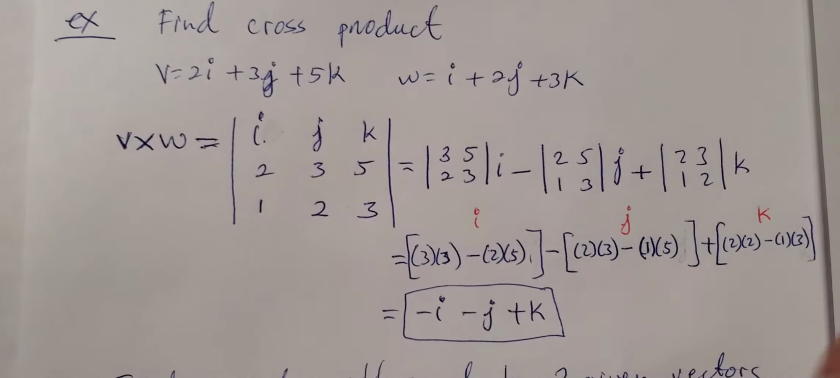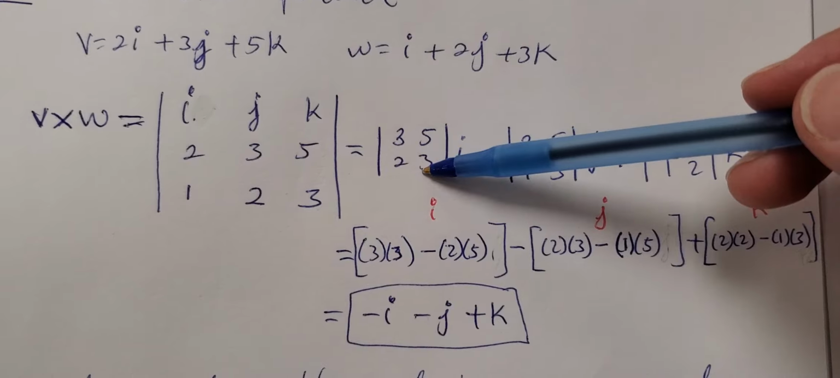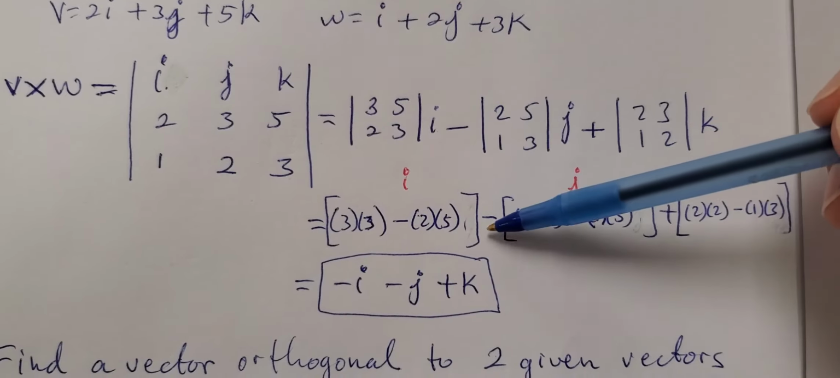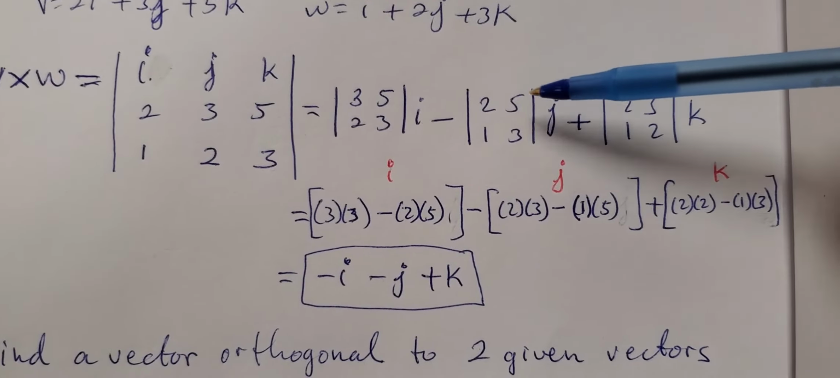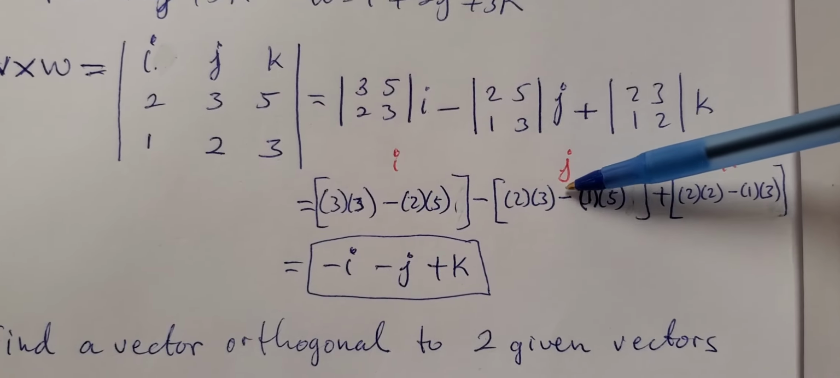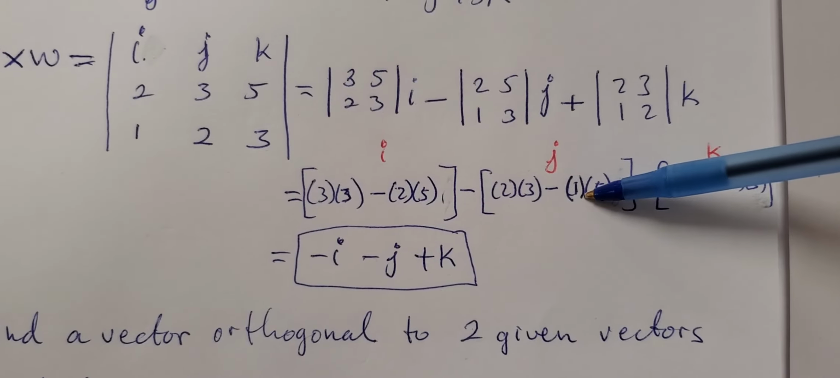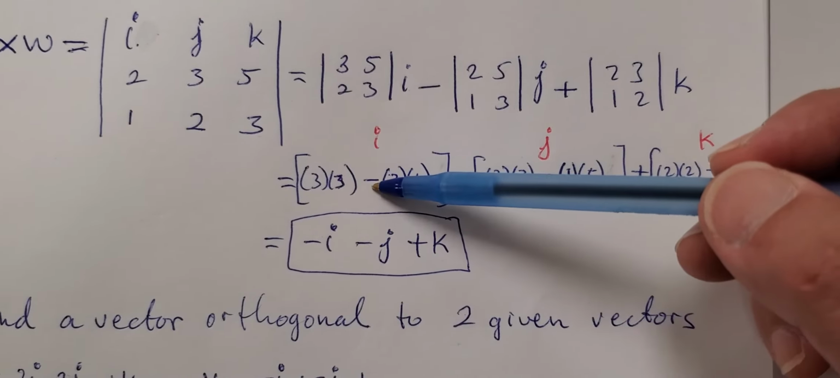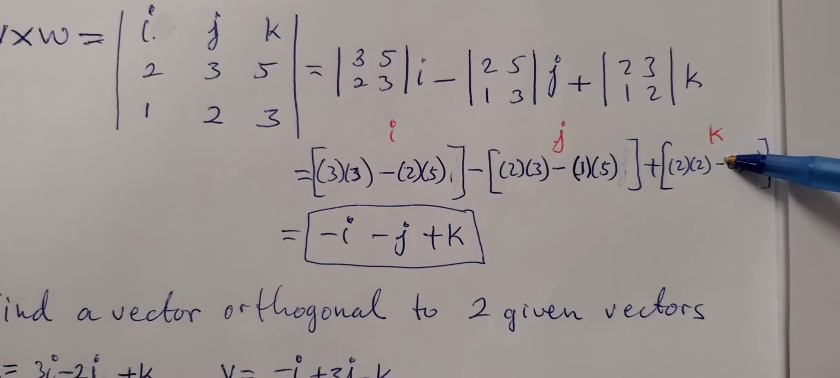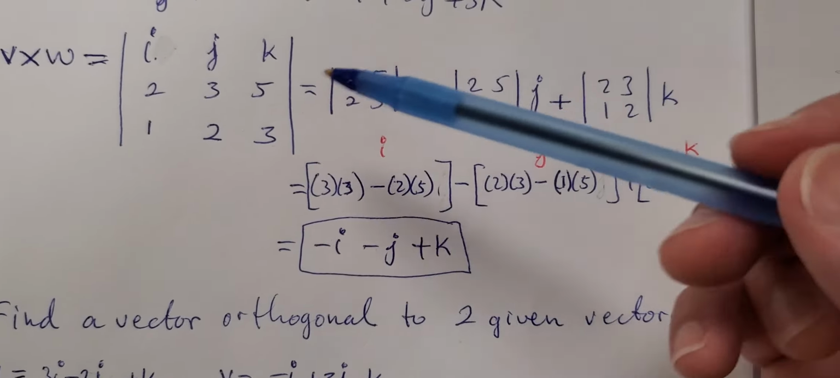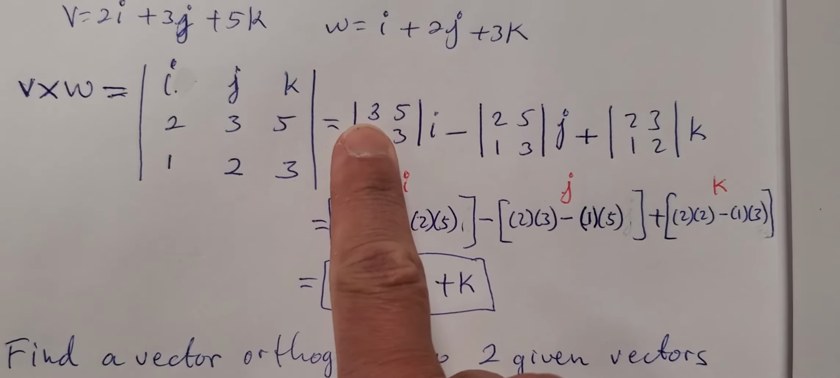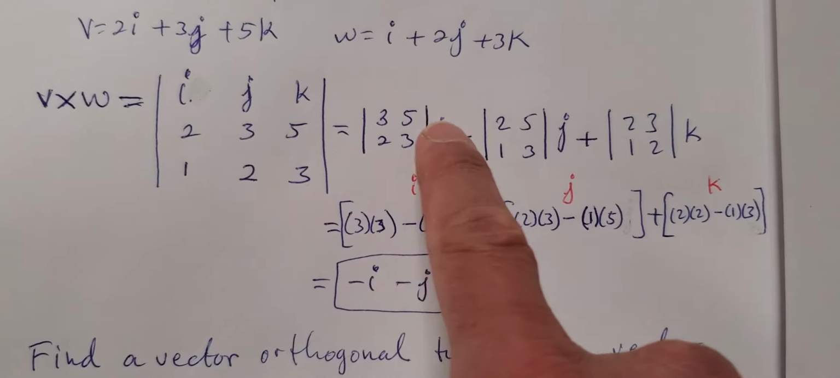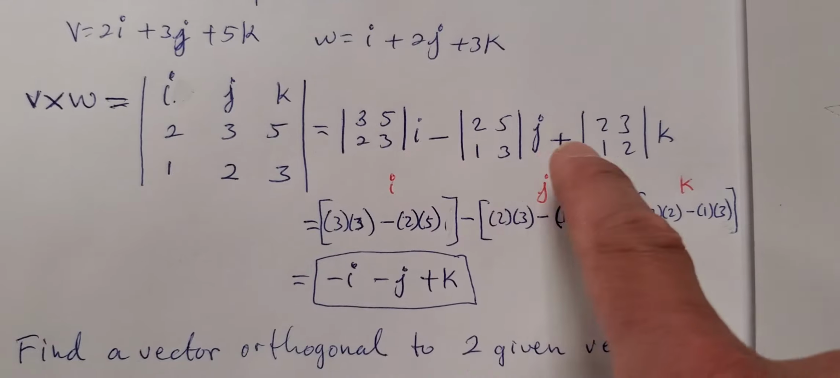Now cross multiply these: 3 times 3, always minus, 2 times 5. Minus because that belongs outside. Repeat that with j: 2 times 3 minus, always minus, 1 times 5, plus 2 times 2 minus 1 times 3. Again, this minus has to be there. And for i, plus; j, minus; k, plus. So plus, minus, plus. Make sure it goes in that pattern.